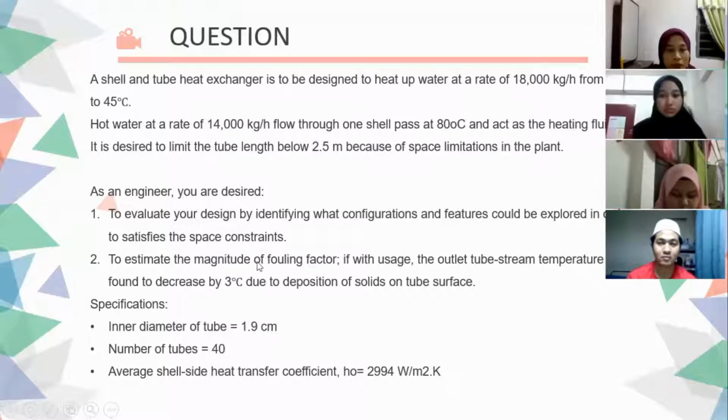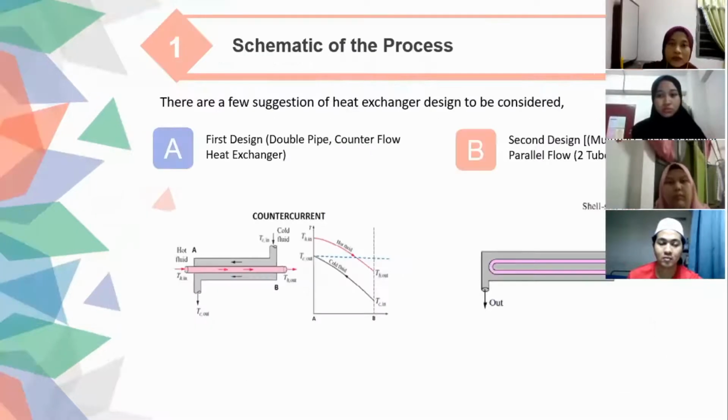Also, estimate the magnitude of the fouling factor, if with usage the outlet tube stream temperature is found to decrease by 3 degrees C due to deposition of solid on the tube surface. The specification for our shell and tube heat exchanger is: inner diameter of tube is 1.9 cm, number of tubes is 40, and average shell side heat transfer coefficient is 2,994 watt per meter square Kelvin. So I'll pass to our next presenter.